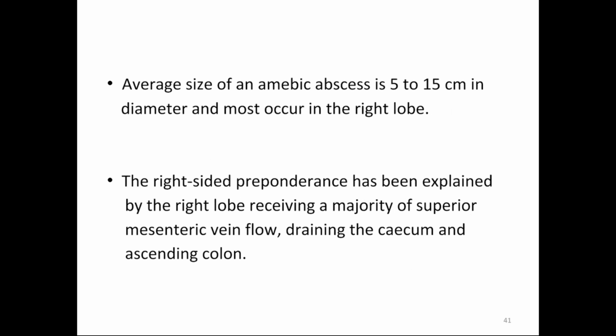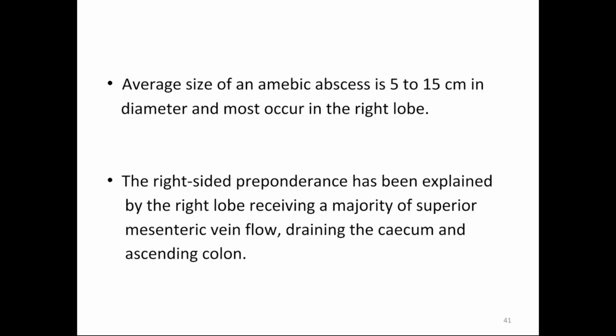And again, most amoebic abscesses occur in the right lobe. This is due to this. You should always remember the second point. If you remember why it is happening, you'll never forget it. So the right-sided preponderance is because the right lobe receives the majority of the blood from the superior mesenteric vein.